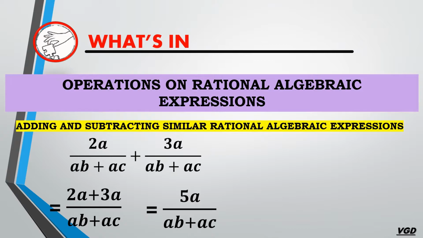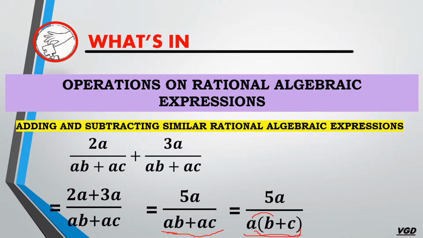And as you can see, we can still factor our denominator ab plus ac. We will be able to get a times the quantity of b plus c. So we just have to check if it will be equal to ab plus ac by applying the distributive property. So a times b is ab, then a times c is equal to ac. So this is the factor of ab plus ac.